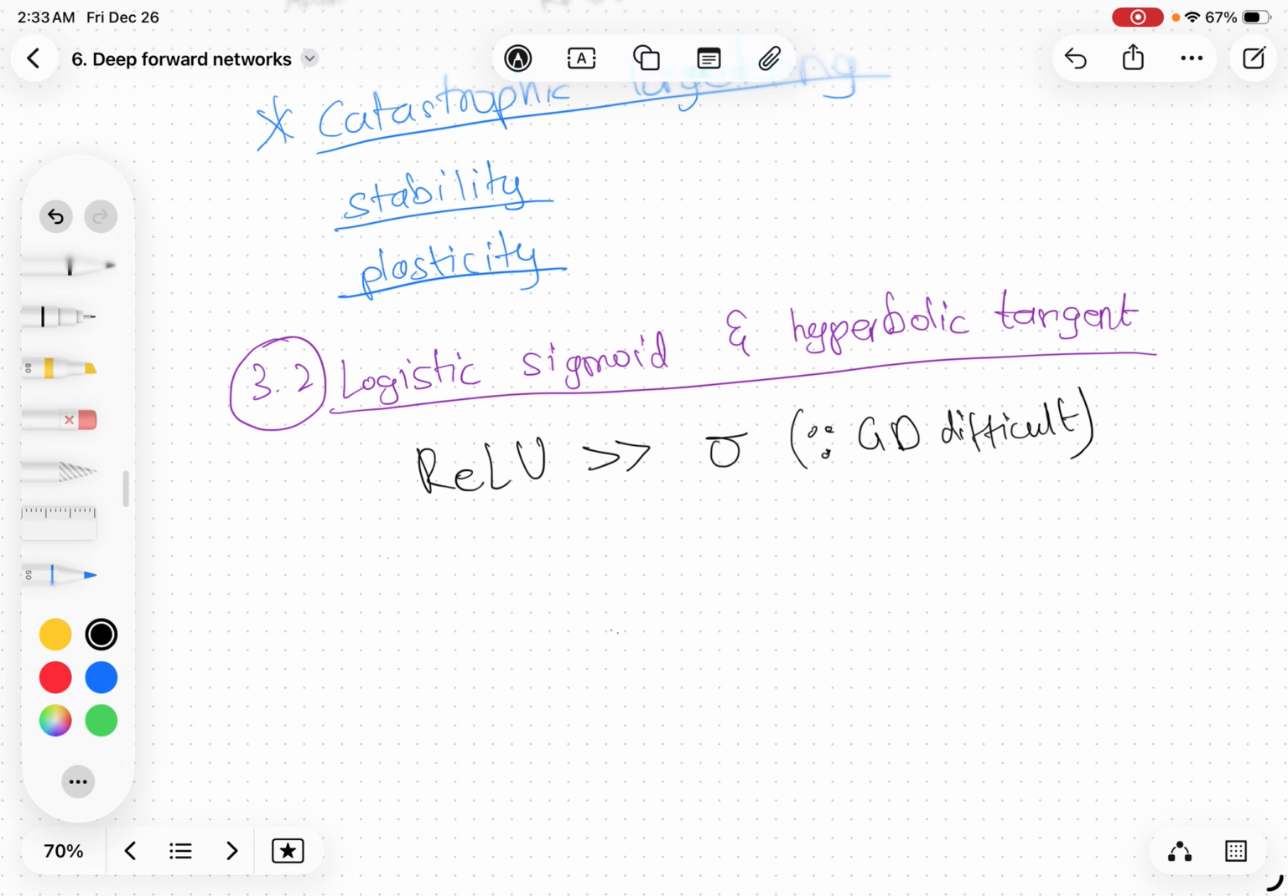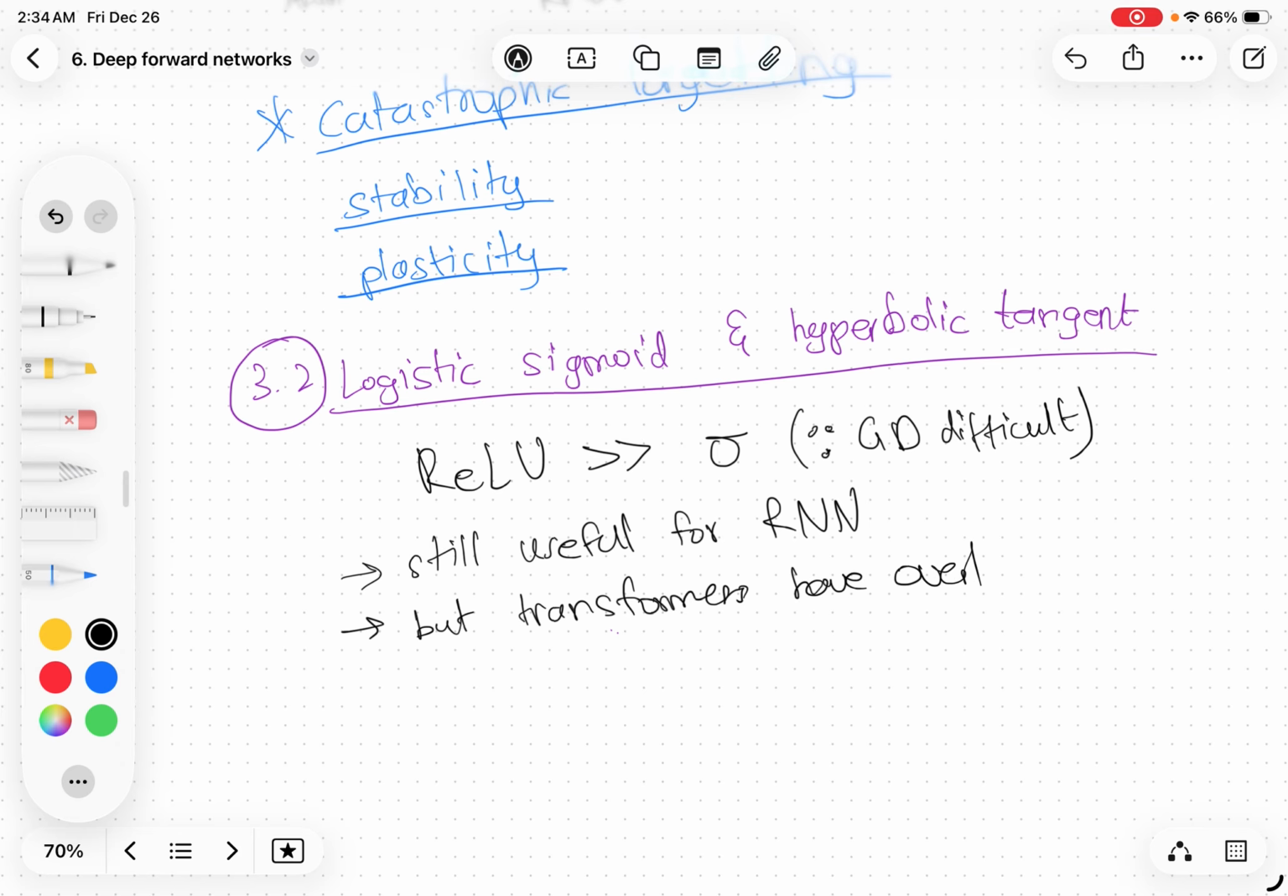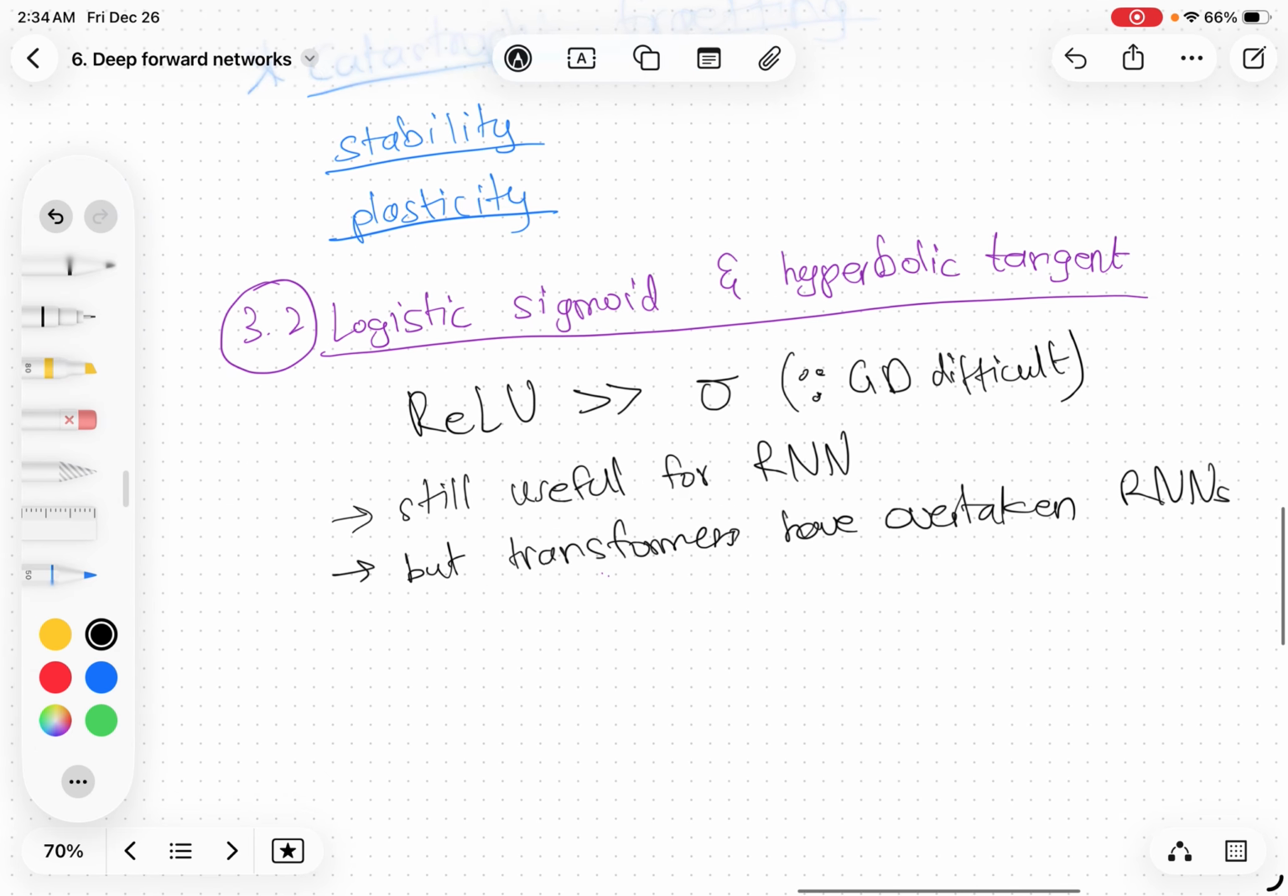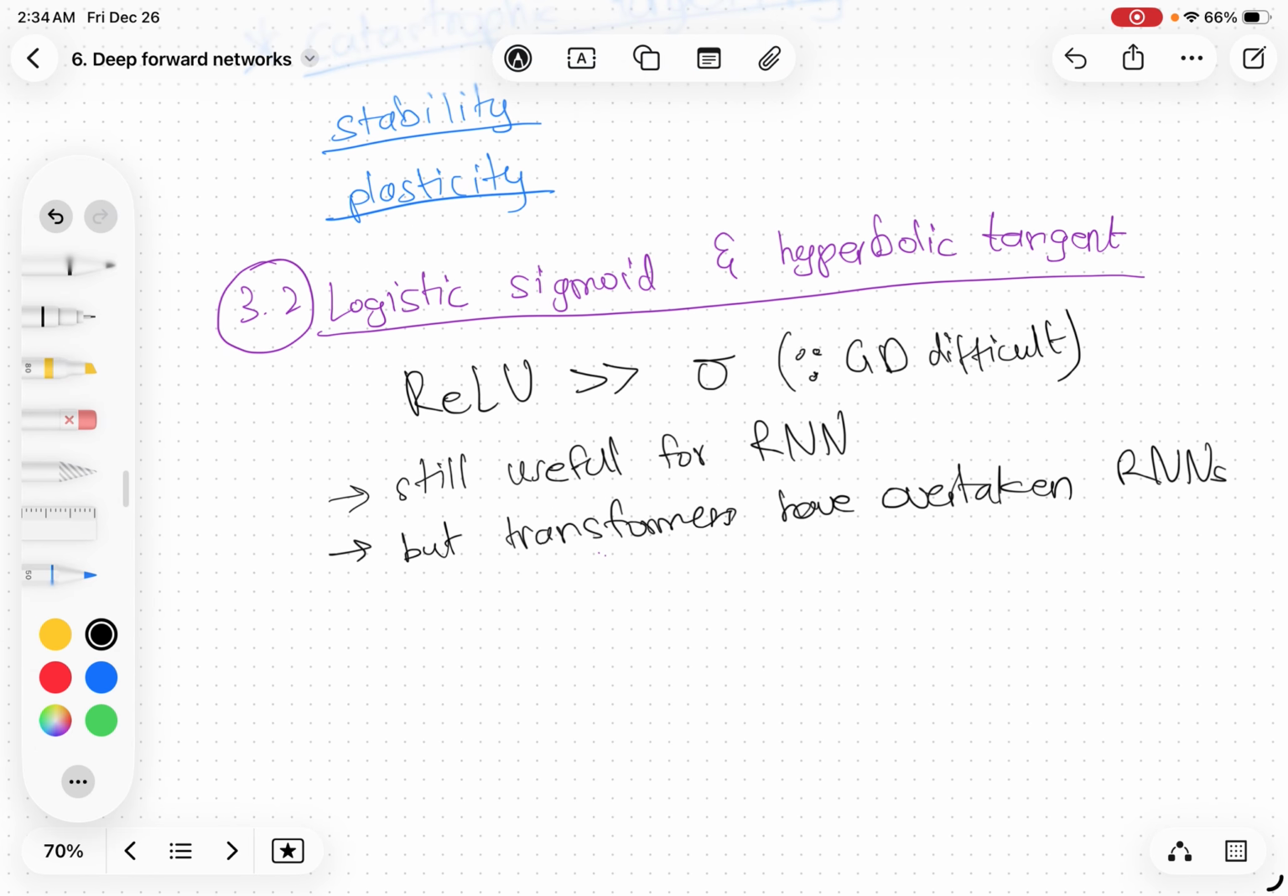Now this is used in recurrent neural networks, but who uses recurrent neural networks anyway? So still useful for recurrent neural networks, a topic that we will discuss later. But transformers have overtaken what RNNs were supposed to do today. So we just want to use them. There's basically no need to use these things.